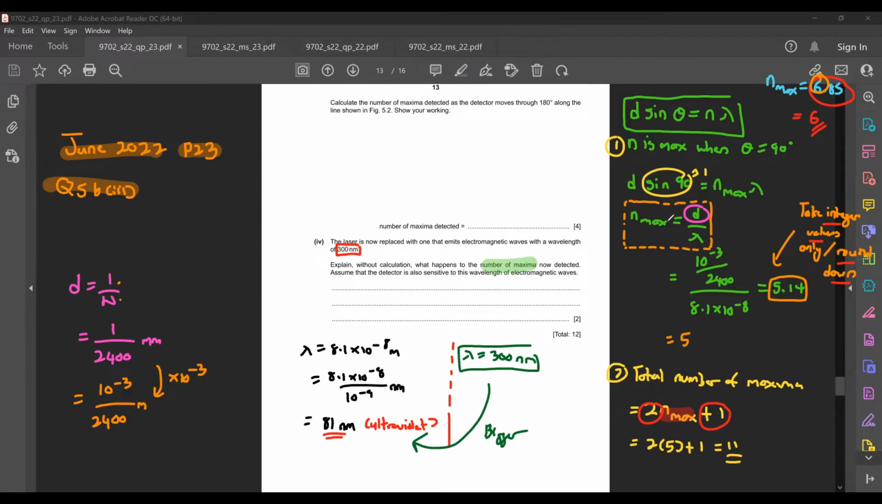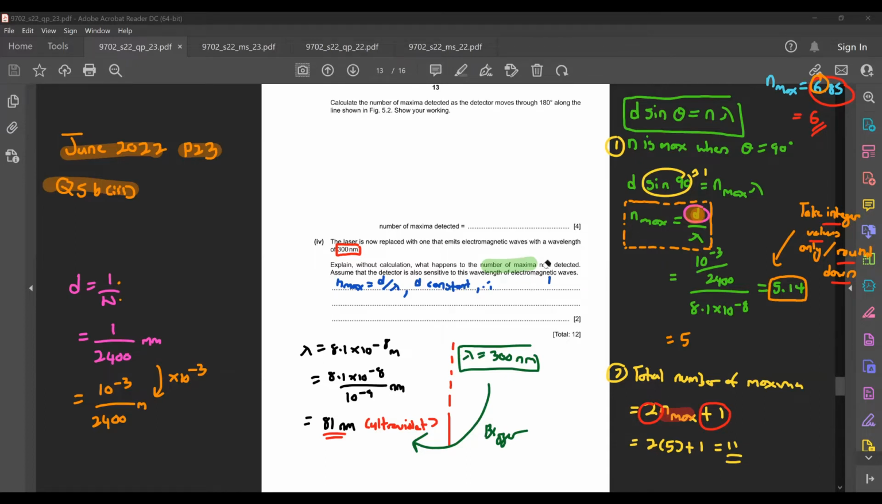Okay. So in our case, when we did this experiment, we only replaced the laser with another of a different wavelength. Everything else remains the same, the apparatus, including the diffraction grating. So this d here, the slit separation, ought to remain the same as before. If we want to word the answer, we can say something like this: n max is equal to d over lambda. So d is constant. Therefore, n max is inversely proportional to wavelength.